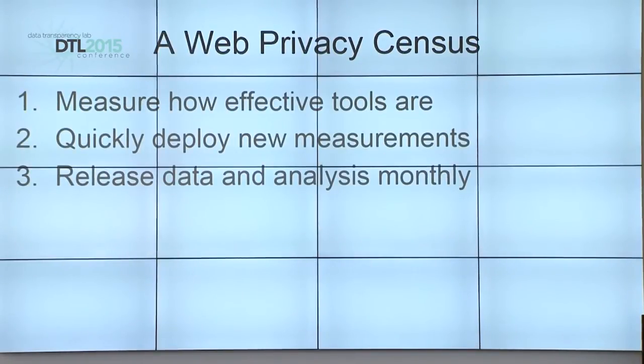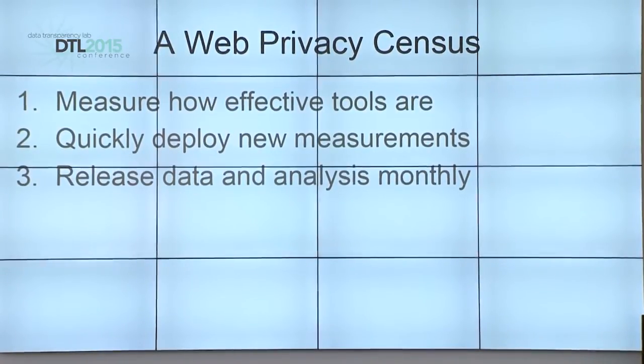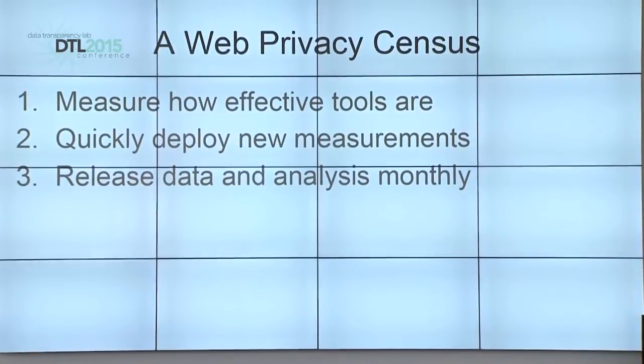So the census will let us do things like measure how effective these tools are, and quickly deploy new measurements. Maybe if we see a new fingerprinting API, we can easily wrap that into the next month's crawl. And also release the data from this and the analysis monthly. So maybe that can be built into other studies, or into, say, consumer-facing tools about how much tracking is going on on each first party.